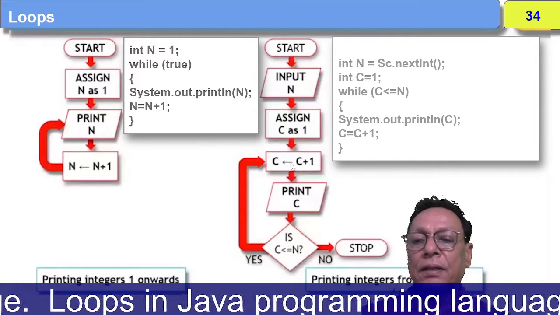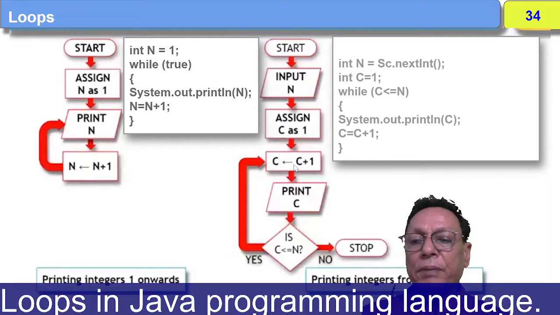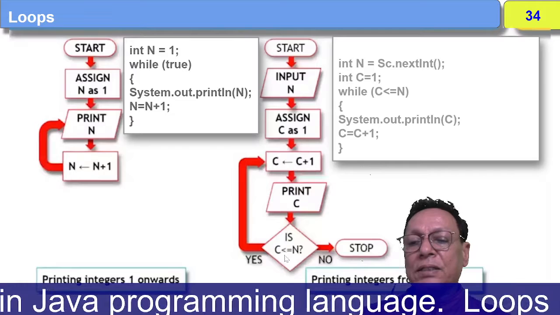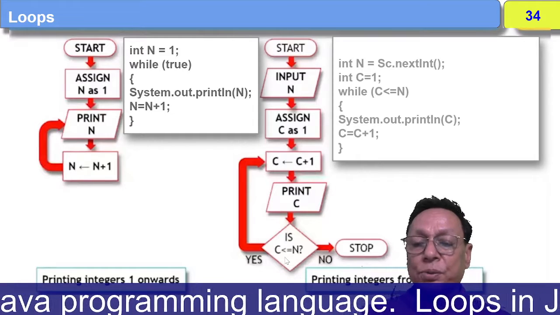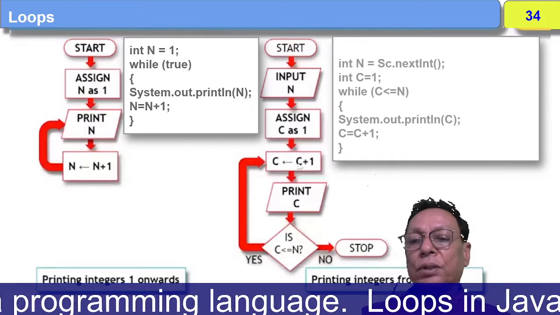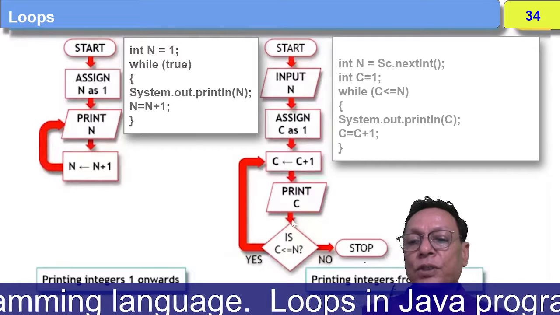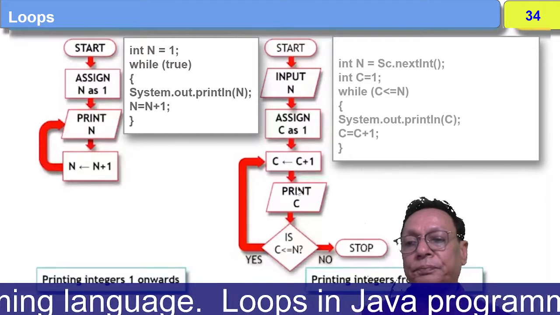As C is less than n, the value of C is incremented and the value of C is printed, and again it checks whether C is less than or equal to n. If this is less than or equal to n, it goes to C is equal to C plus 1, increments the value of C and prints the value of C. So this way this flowchart works.